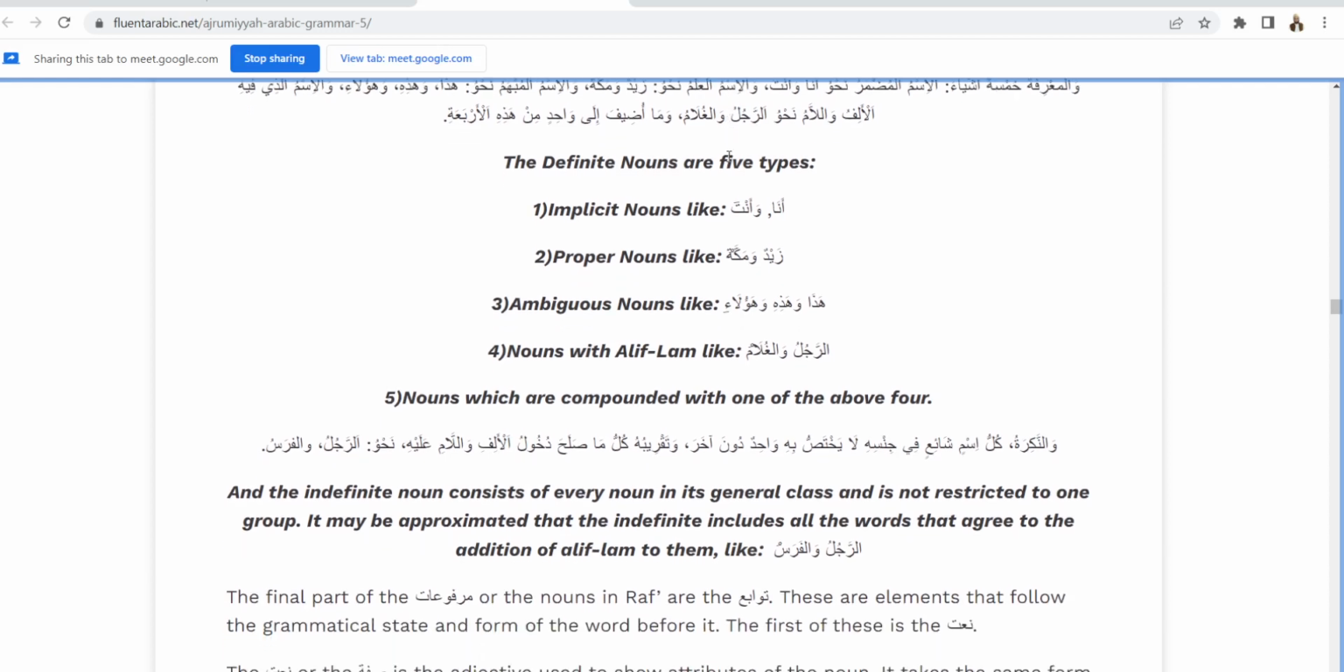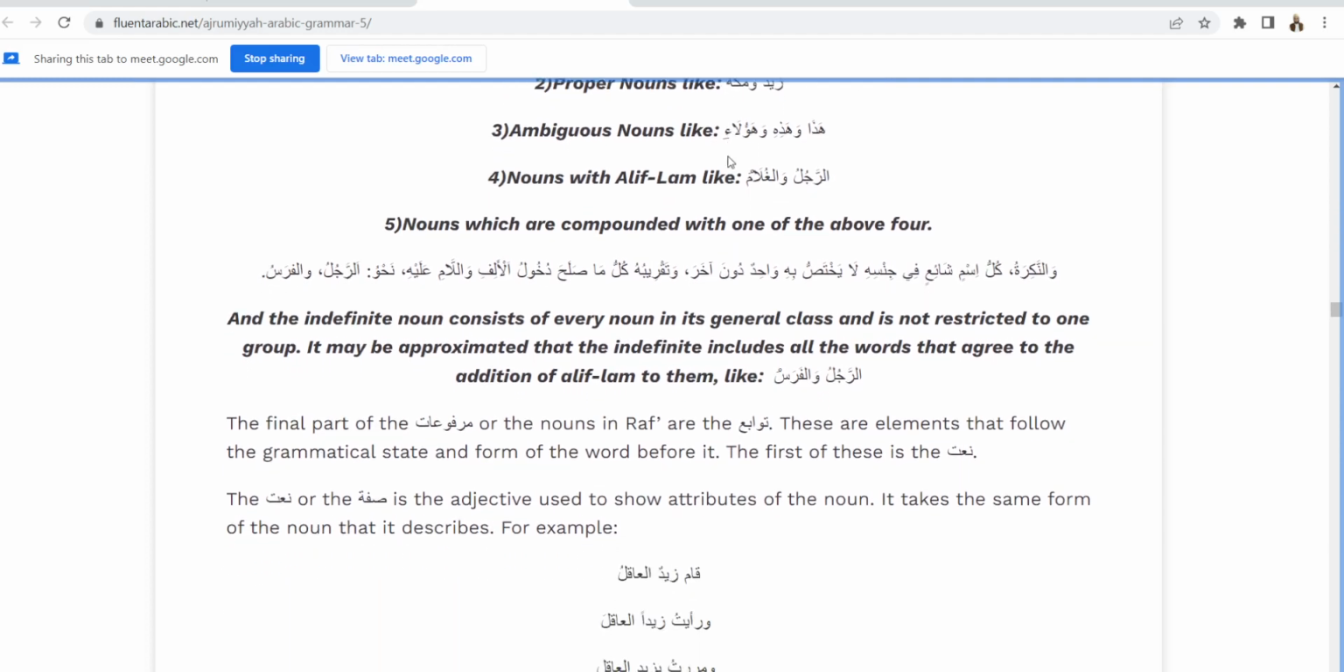Okay. Now, والنكرة كل اسم شائع في جنسه. Then he explained the nakira. لا يختص به واحد دون آخر. Then he says that this nakira, the indefinite nouns, consists of every noun in its general class. If you are to classify the word nakira, you say it's a noun. It's not a fi'l, it's not a harf. In its general class, meaning that this word is a noun, and it's not restricted to one group. It does not follow one group.